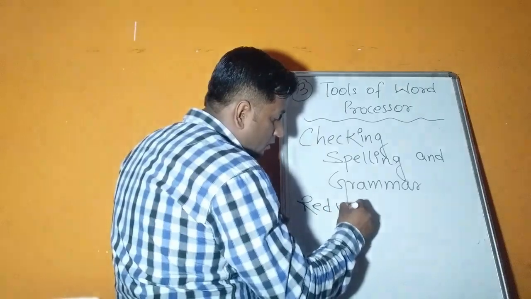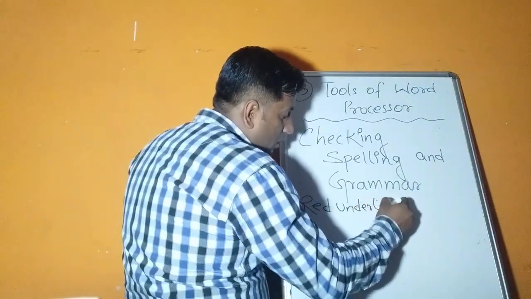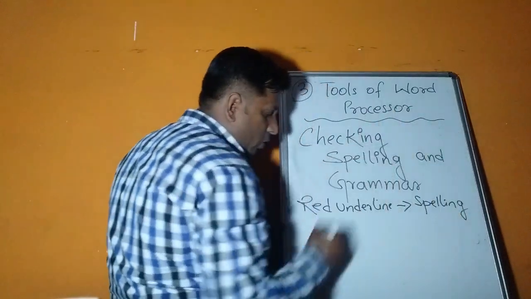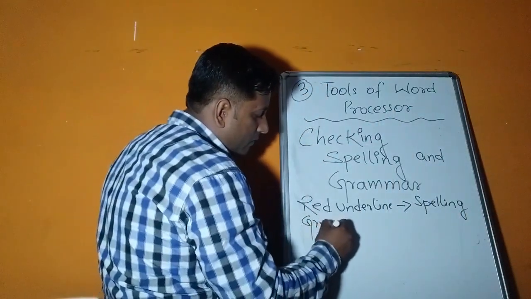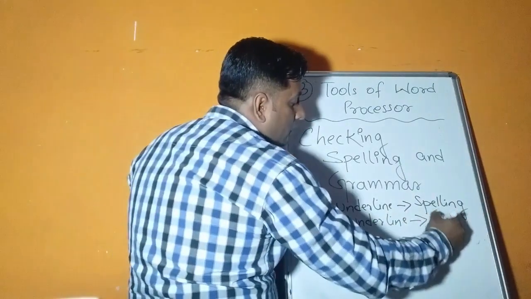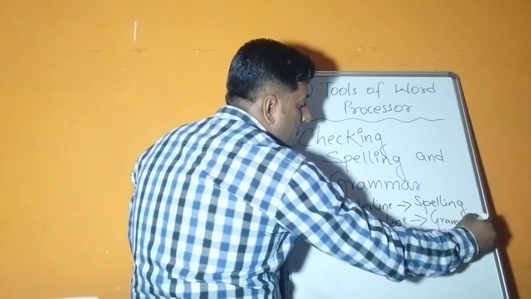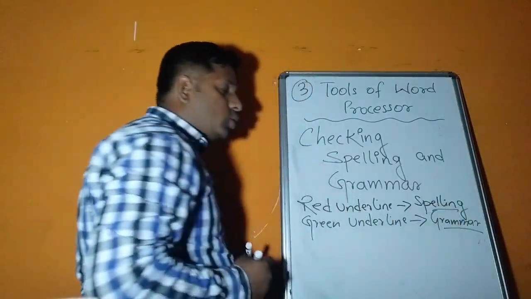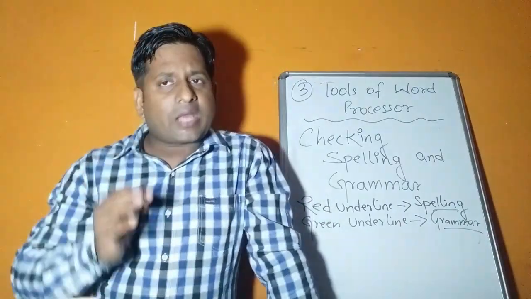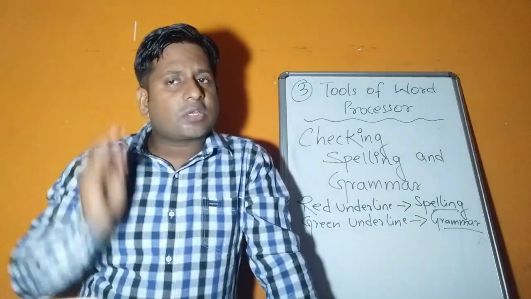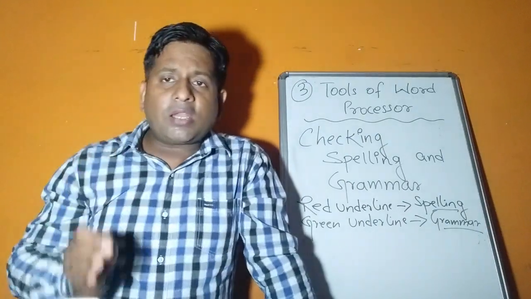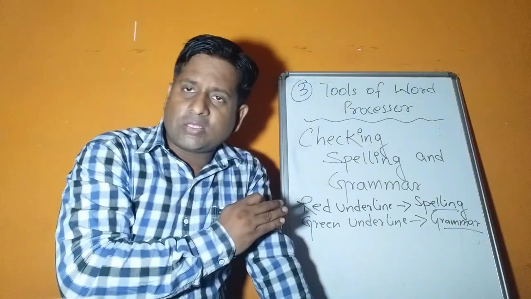Red underline. This is for spelling mistake. Okay. And green underline. This is for grammar. So two types of underline appear in Microsoft Word when you work with text. One is red color, another is green color. Red color underline means spelling mistake is there, and green color underline means grammar mistake is there.